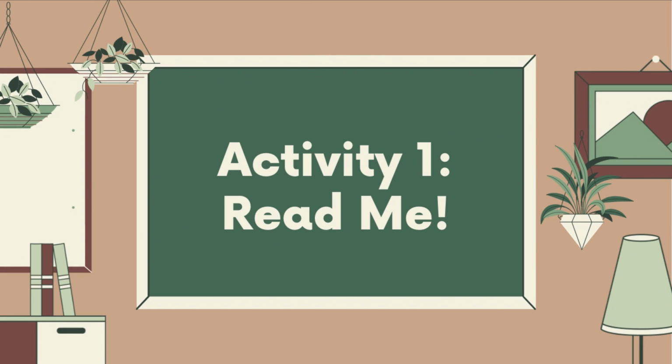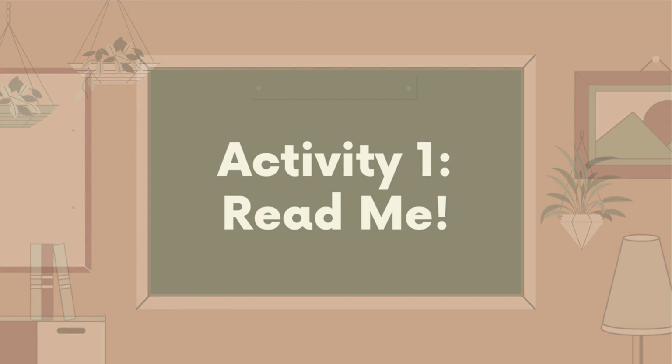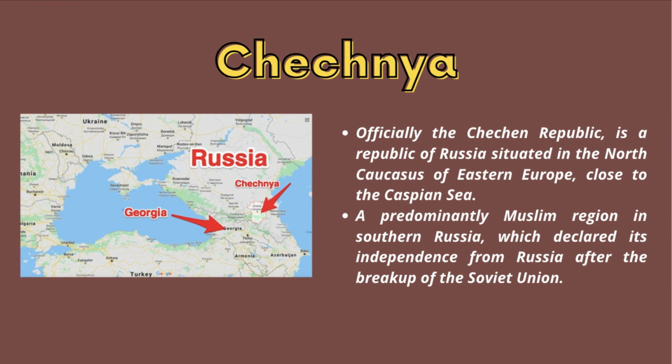Let's have first Activity 1, entitled Read Me. The passage is entitled Chechnya. What is Chechnya? Chechnya is officially the Chechen Republic. It is a republic of Russia situated in the North Caucasus of Eastern Europe, close to the Caspian Sea. It is also a predominantly Muslim region in southern Russia, which declared its independence from Russia after the breakup of the Soviet Union. As you can see in the picture, Chechnya is a place within Russia. For sure, that is an interesting story that you can find in the module.